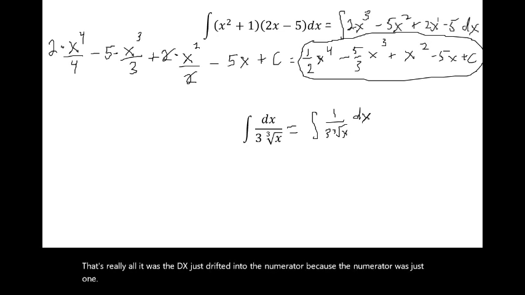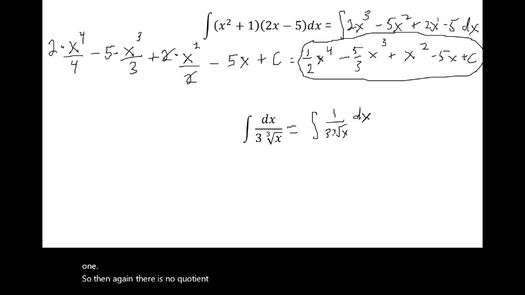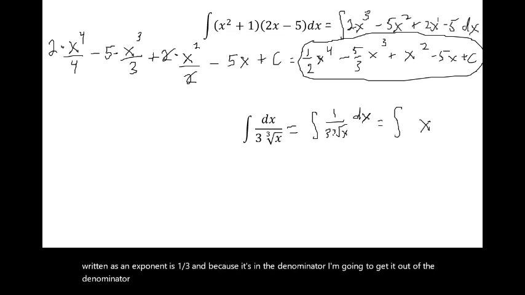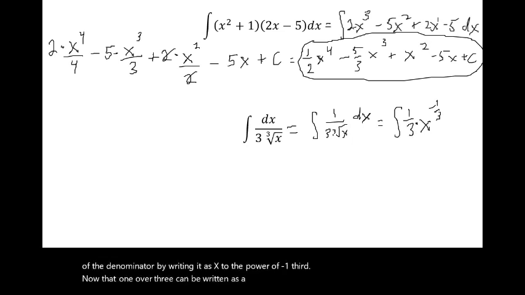So then again, there is no quotient rule for integrals, so I'm going to have to rewrite this. And while I'm at it, I'm also going to rewrite that cube root of x as an exponent. So the cube root written as an exponent is 1/3, and because it's in the denominator, I'm going to get it out of the denominator by writing it as x to the power of negative 1/3. Now that 1 over 3 can be written as a constant multiple of 1/3 dx.